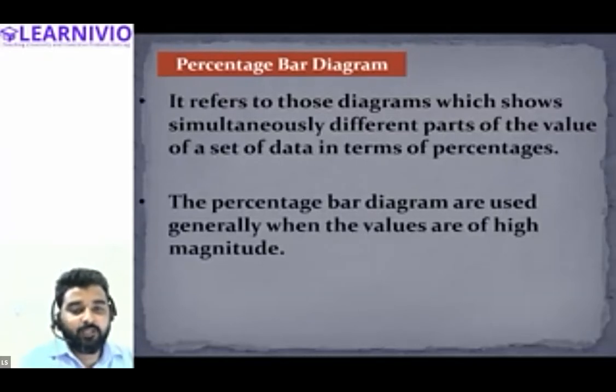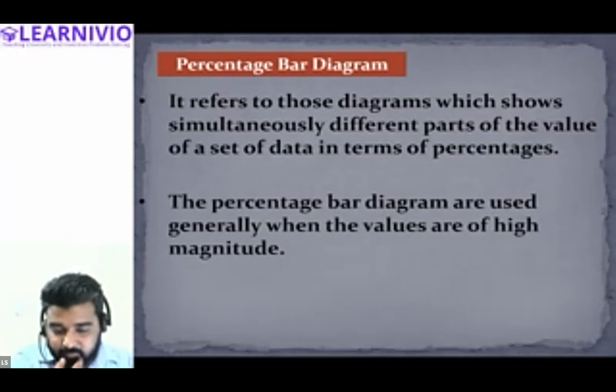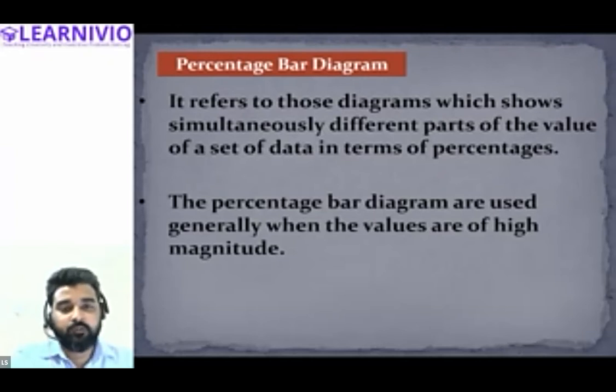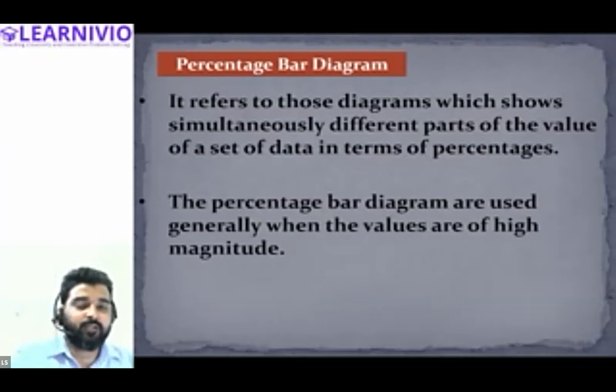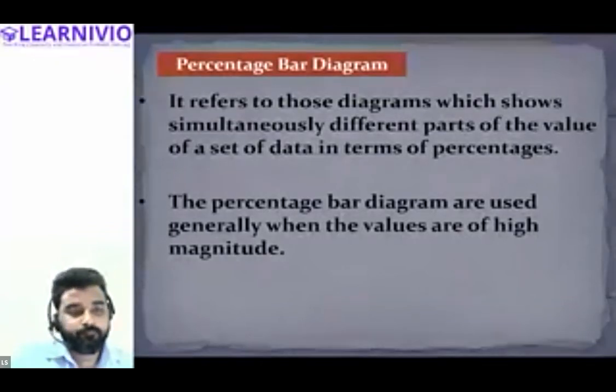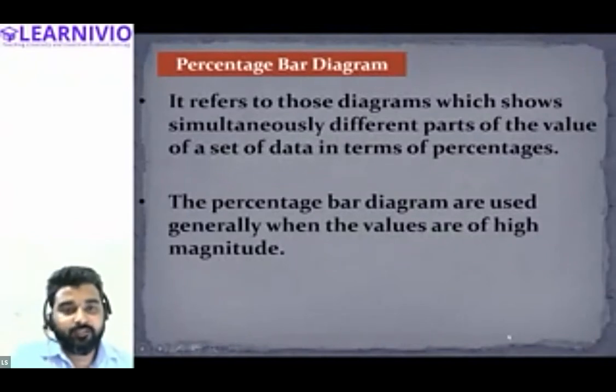So the percentage bar diagrams are used generally when the values are of high magnitude. So see, in case of a percentage bar diagram, the maximum length of a bar cannot exceed 100%, right? So the maximum height of any rectangular bar will be equal to 100% only. So this kind of bar diagram is suitable when the magnitude of the data is too high. In that case, the percentage bar diagram is helpful. Is that clear, everyone? Any doubt?